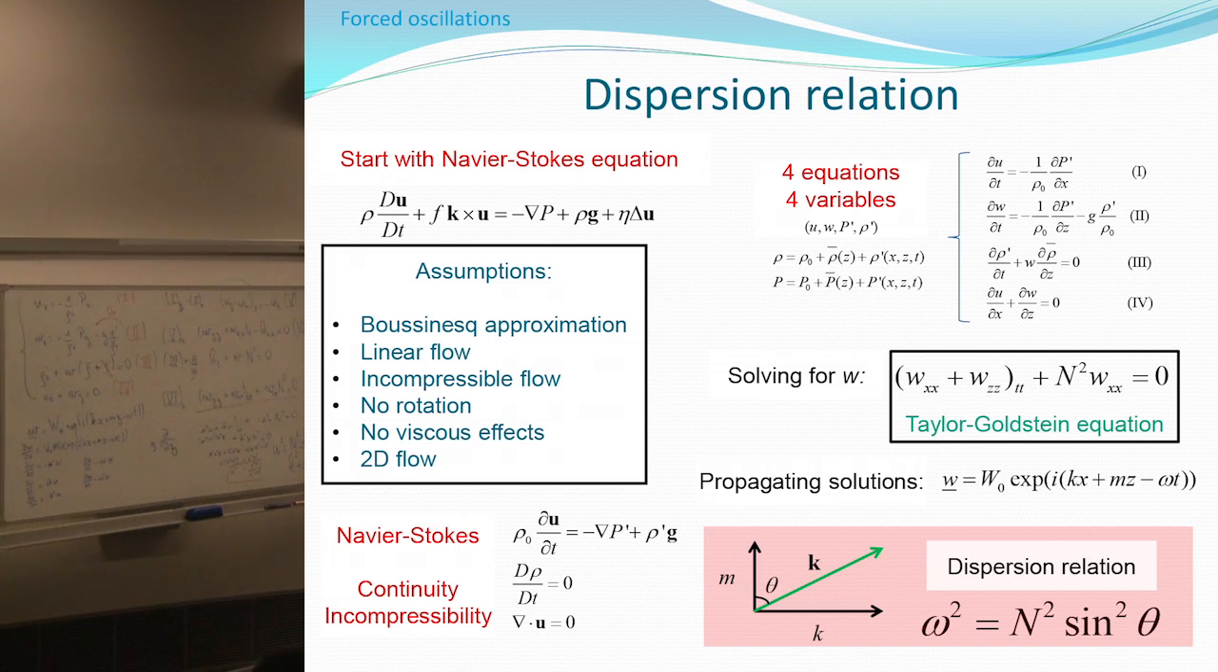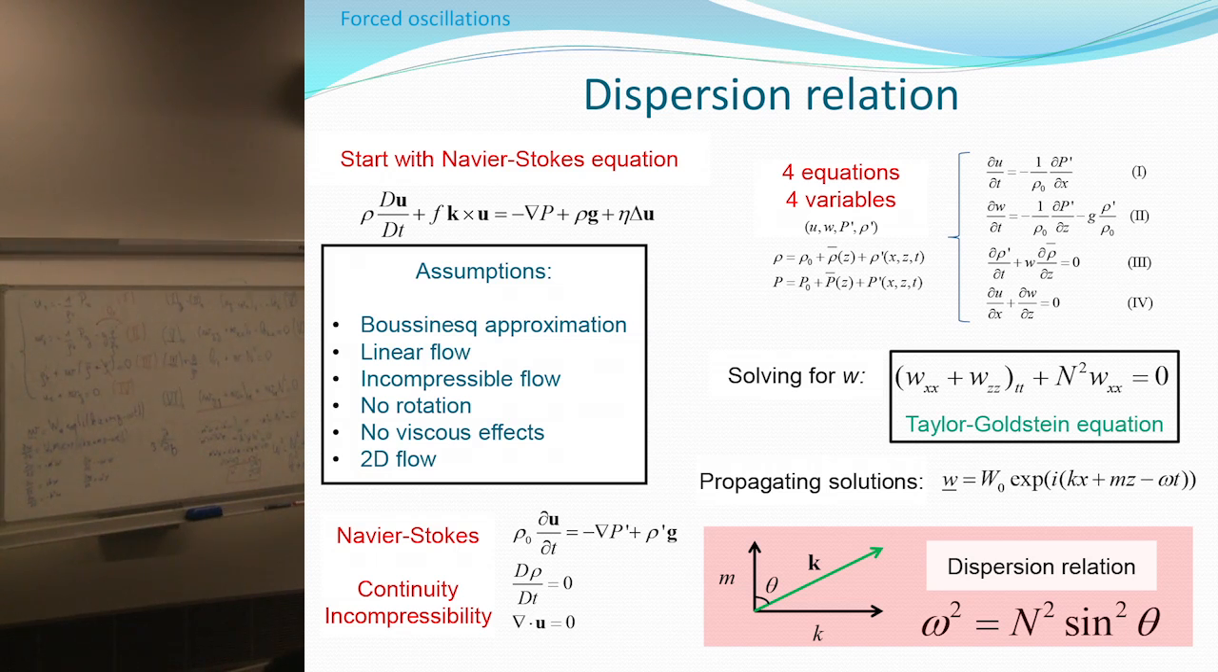This has really interesting properties because it shows that the dispersion relation does not depend on the magnitude of the wave vector, but only on its angle with respect to the horizontal or the vertical. I recall that here we are dealing with a no-rotation case, and this relation is a bit more complicated when we take rotation effects into account. But we are going to focus on this one here.